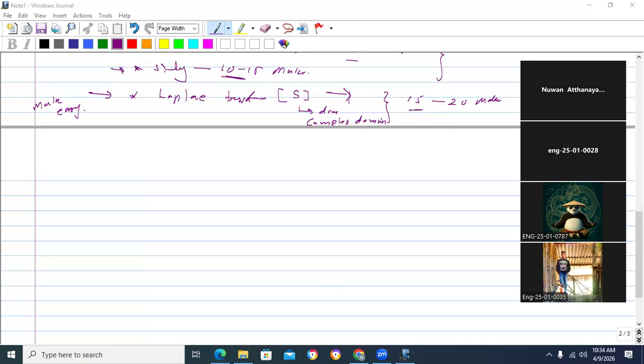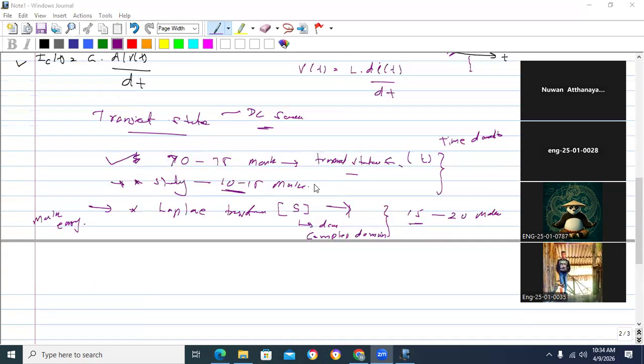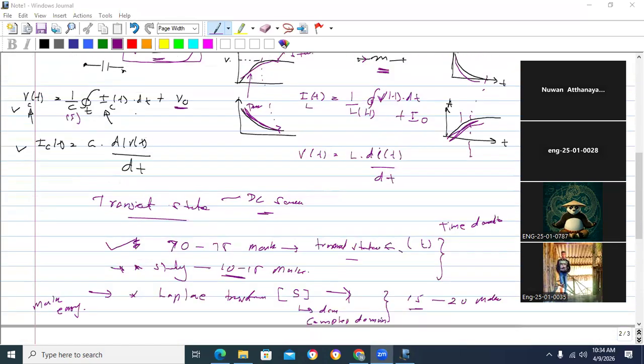So when you are analyzing the circuit in the transient state, you can see that the integration and differentiation are there.